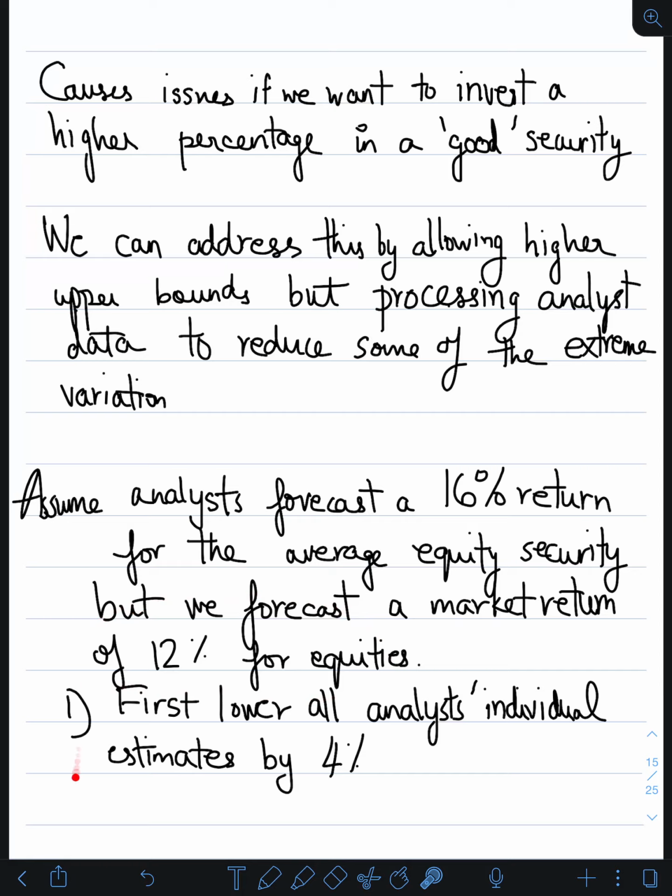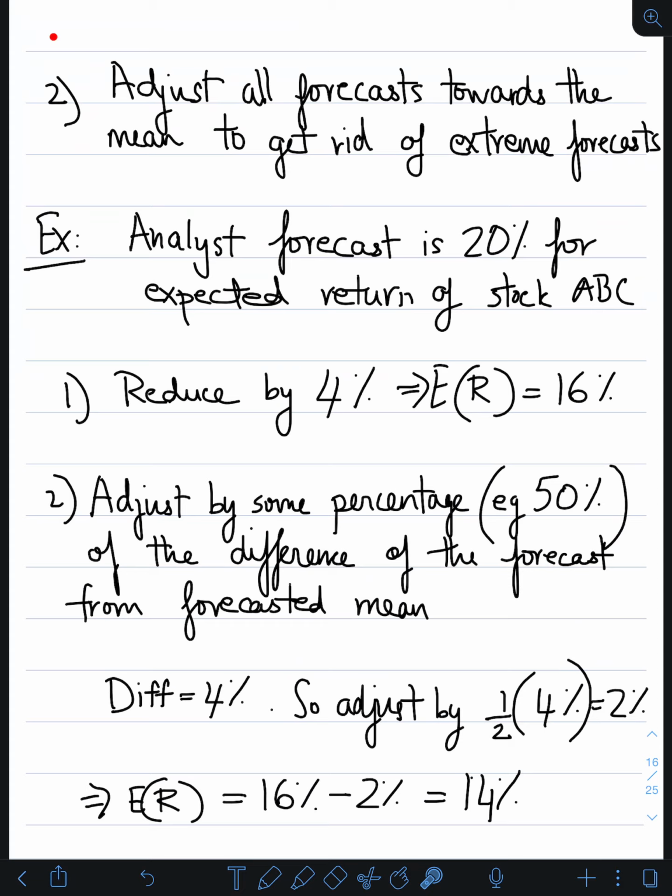Okay, we could first lower all the analysts' individual estimates by 4%, because we noticed there's a 4% difference here between 16 and 12. Then we adjust all the forecasts towards the mean to get rid of extreme forecasts. So once we've reduced every estimate down by 4%, we could adjust all the forecasts towards the mean in order to reduce the extremeness of those estimates.